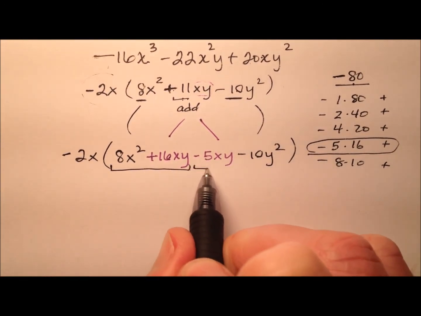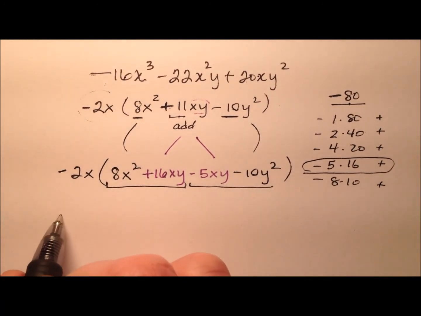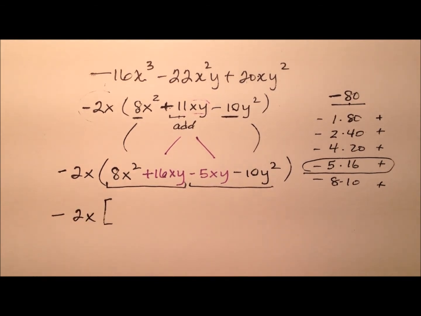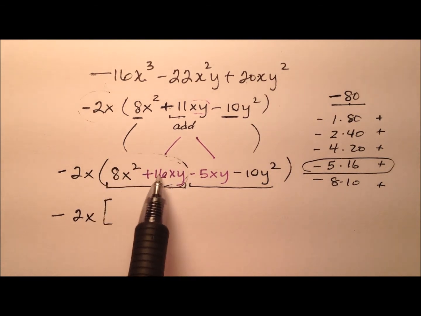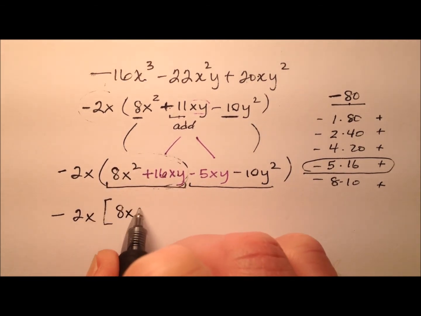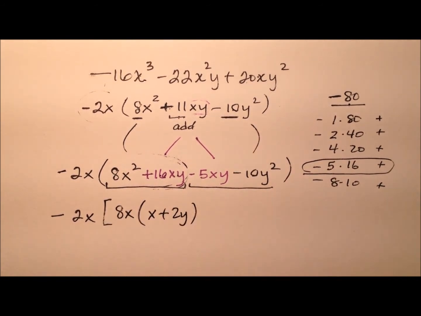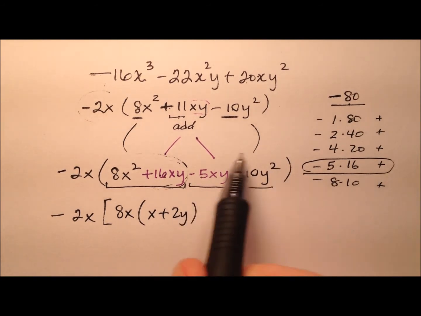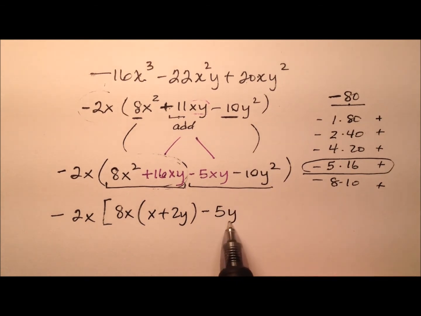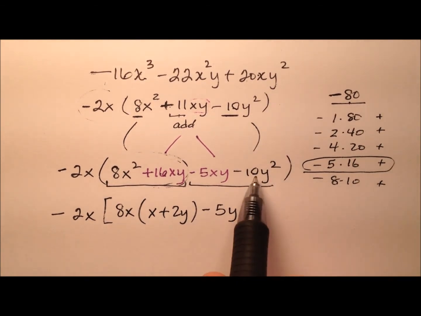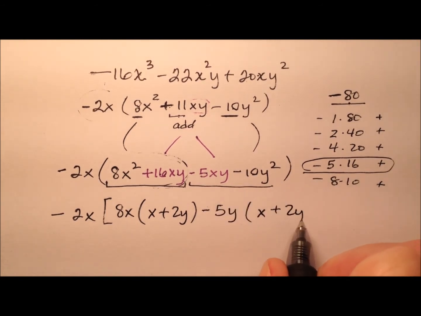So now let's use factor by grouping, since there are four terms here, and this is the middle part of the AC method anyway. We still have our negative 2x, and we have these grouped. So what's the greatest common factor here? It looks like 8x. When I pull that 8x out, it looks like x plus 2y. And then for the next pair, I'm going to pull out a negative, and it looks like negative 5y. When I pull that negative 5y out, I have positive x and then positive 2y.